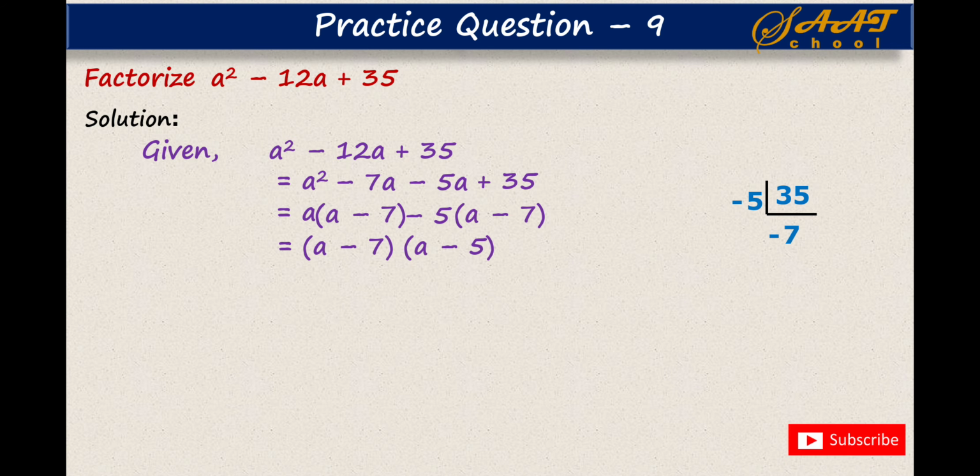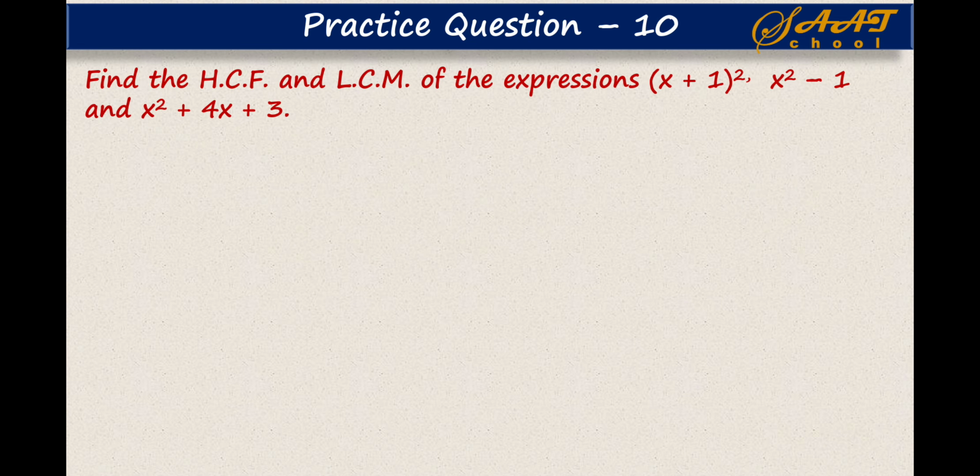Now let's move to practice question number 10. Here we have to find the HCF and LCM of three expressions: (x + 1)^2, x^2 - 1, and x^2 + 4x + 3. The first expression, (x + 1)^2, can be written as (x + 1)(x + 1). The second expression, x^2 - 1, is in the form of a^2 - b^2, which can be written as (a + b)(a - b). The last expression is x^2 + 4x + 3. So this is what we have to factorize, which we did in practice question number 9.